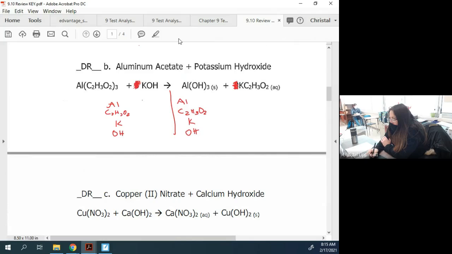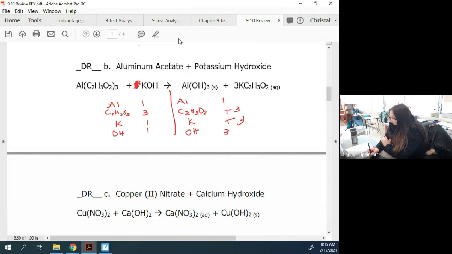1, 3, because this is in parentheses. 1 and 1, aluminum 1. I've got 3 hydroxide. I have 1 potassium and 1 acetate. So I need to get my acetates up to 3 on this side. So by putting a 3 here, that's going to take care of that. That gives me 3 potassiums, and it's going to give me 3 acetates.